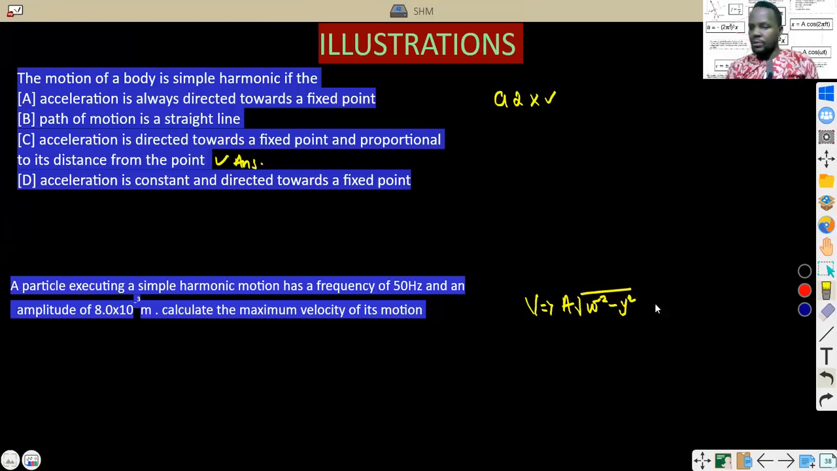Then at mean position, what is y? Y is equal to 0 at mean position. So the particle is exhibiting SHM, and the frequency is what? I need to get to omega. What do I know from circular motion? Omega is equal to 2 pi f. I hope students can remember this.